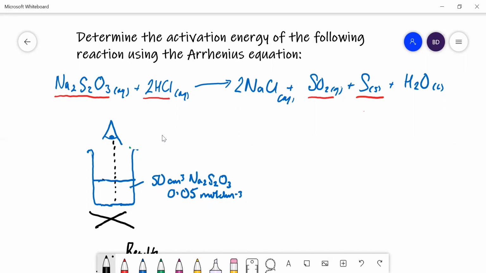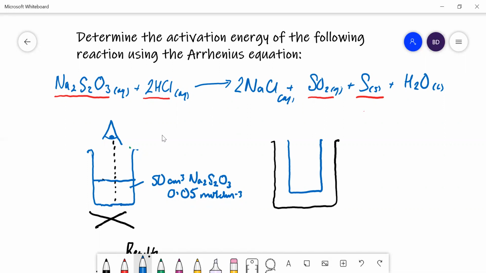We're going to do this at different temperatures. So the easy way of doing this is you get a beaker of warm water, or hot water from the kettle, and then you put your beaker with your thiosulphate in there. So there's your 50 centimetres cubed of thiosulphate in that beaker, and you put a thermometer in there, and you wait until it reaches the temperature that you want it to be, 50 degrees C or whatever, and then you take the beaker out.